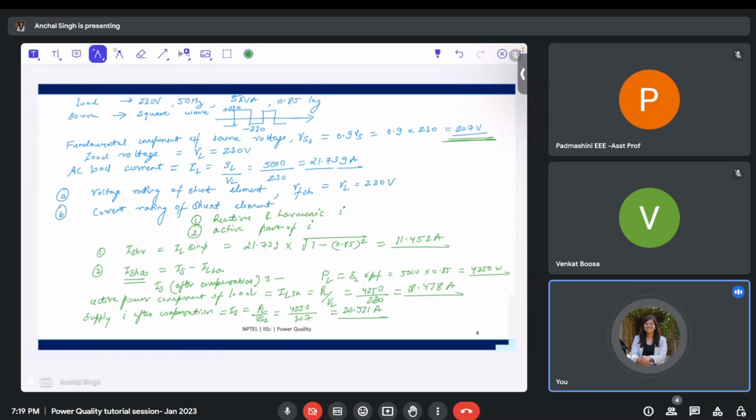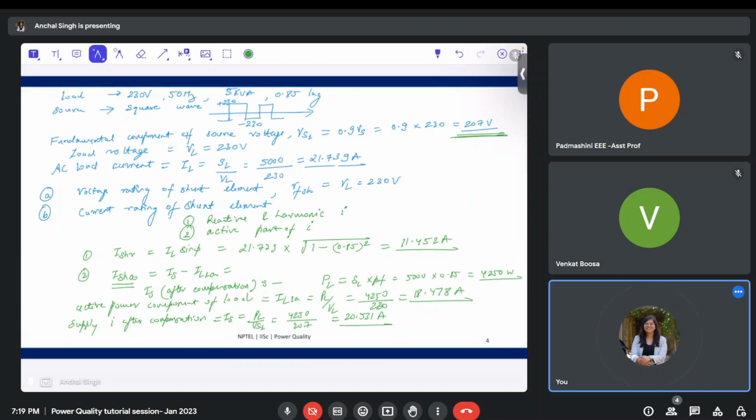So I have got IS, I have got IL1A. So I can calculate ISHA as IS, that is 20.531, minus IL1A, which is 18.478. So this difference will come out to be 2.053 amperes. This is my active part of the shunt current. So I have calculated both the active part and the reactive part.